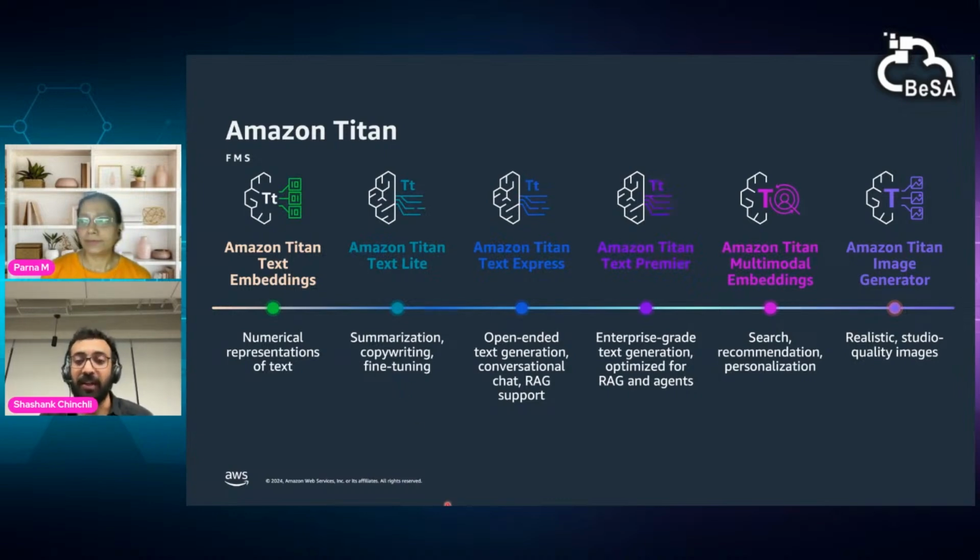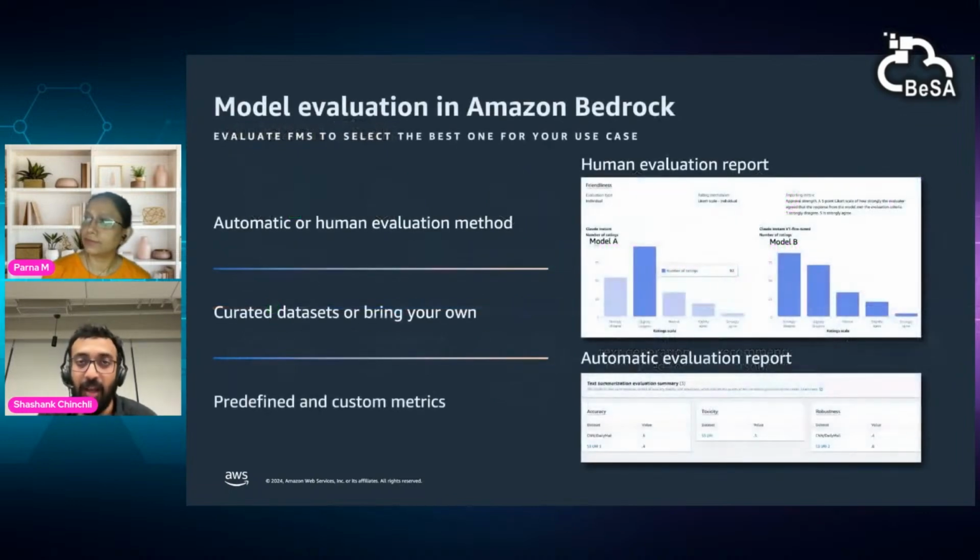Thanks, Bana. So now, moving on, while we talked about a large number of model providers out there, you can evaluate those models either automatically or using a human evaluation report. On your screen, you see there are two kinds of evaluations that can be done. If you're doing automatic evaluation, you have accuracy, toxicity, and robustness. These are predefined metrics based on which you can evaluate.